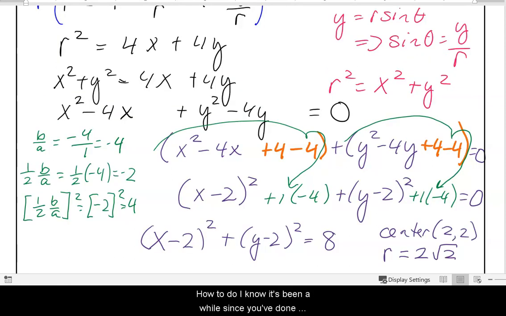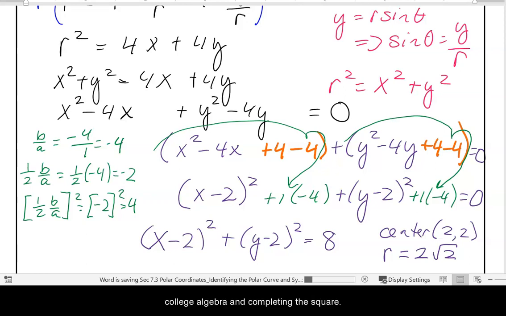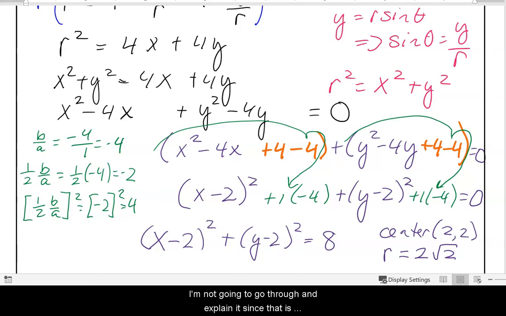How'd you do? I know, it's been a while since you've done college algebra and completing the square. I'm not going to go through and explain it since that is definitely prerequisite material, but I will leave it on the screen long enough for you to pause me so that you can look at it and make sure you can follow it. Let's take a look at something else.